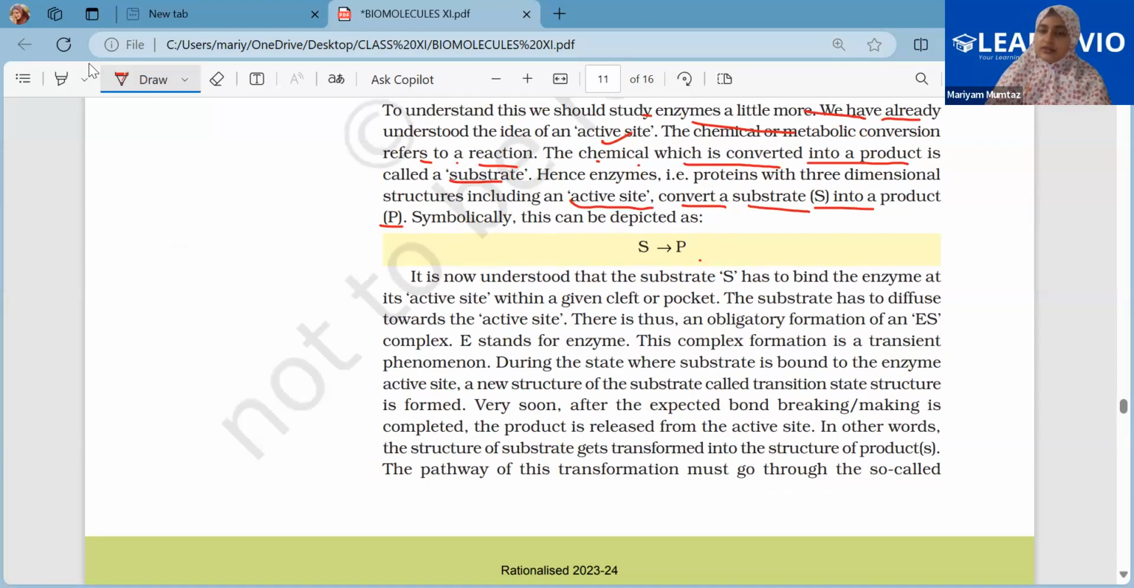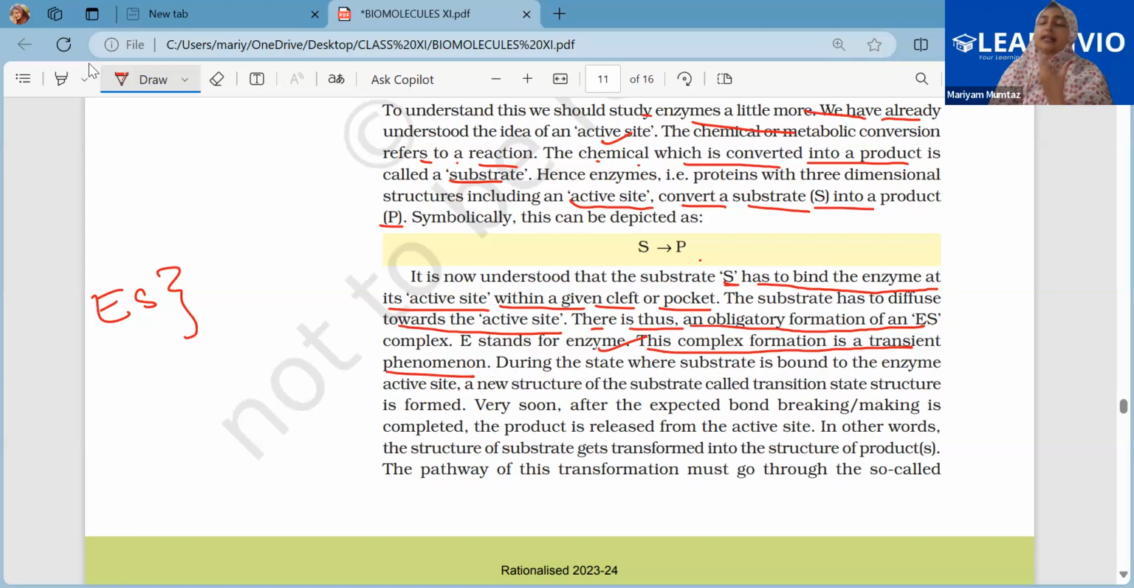Now, it is understood that the substrate S has to bind the enzyme at its active site within a given cleft or pocket. The substrate has to diffuse towards the active site. There is thus an obligatory formation of an ES, that is enzyme substrate complex. E stands for the enzyme. This complex formation is a transient phenomenon. Transient means something that occurs for a little period of time and then it ends. So transient or ephemeral is the same thing.